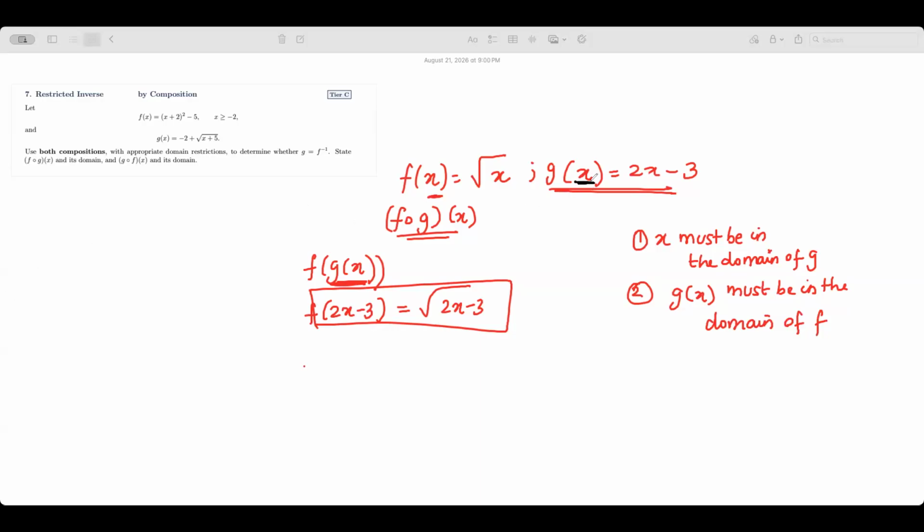Why are we trying to make these two conditions? One is x should be in the domain of g. In g's domain, x should be an input. Then we find the output of g of x, and you feed it as the input to f of x. So g of x is your independent value here. g of x should be in the domain of f. Does that make sense? x should be in the domain of g, g of x should be in the domain of f. Now let's do one problem, you'll really understand.